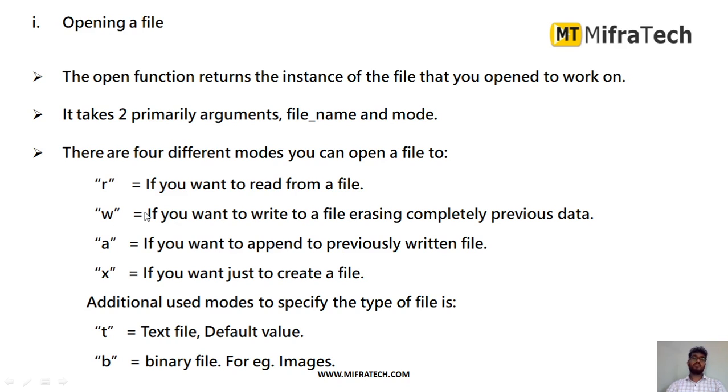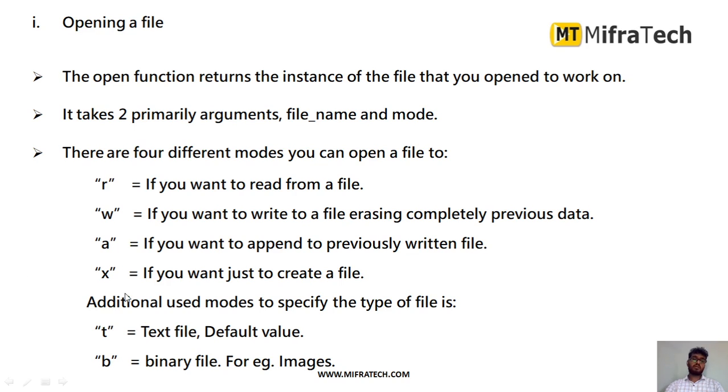W is nothing but if you want to write anything into a file, you can make use of W. If you don't want to overwrite everything in that file, there is an option called A. What this A means is append: if some data is previously available and you want to add some extra data to it, you can make use of append. You can open a file in append mode.